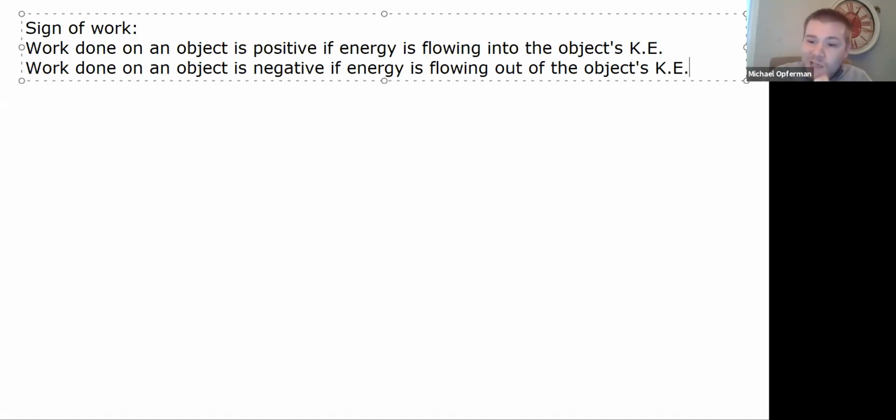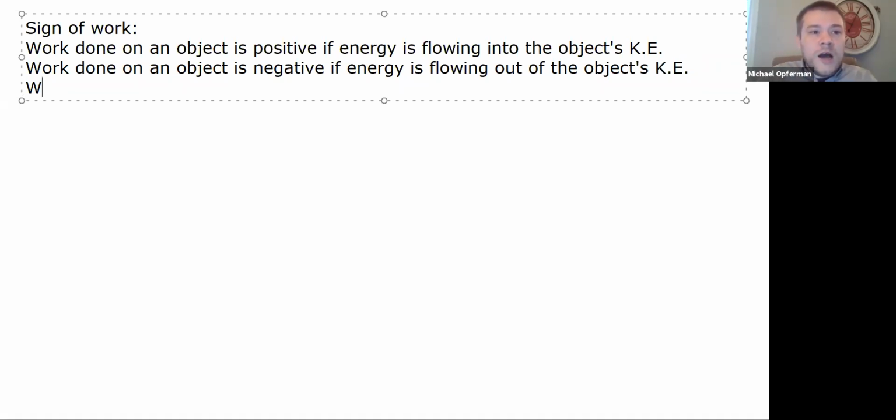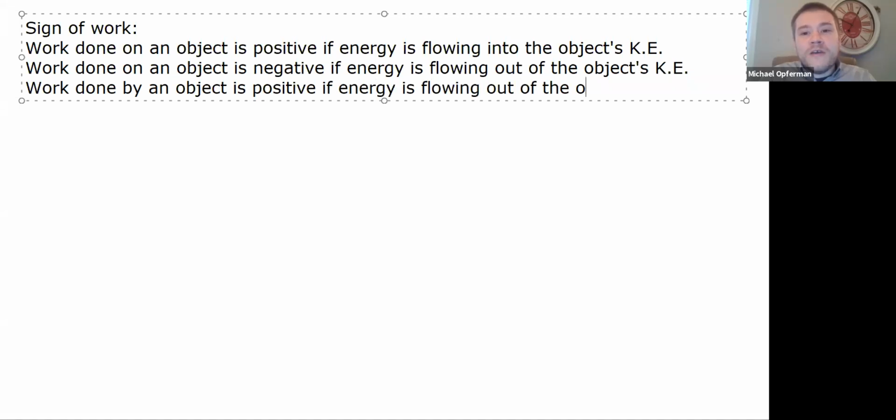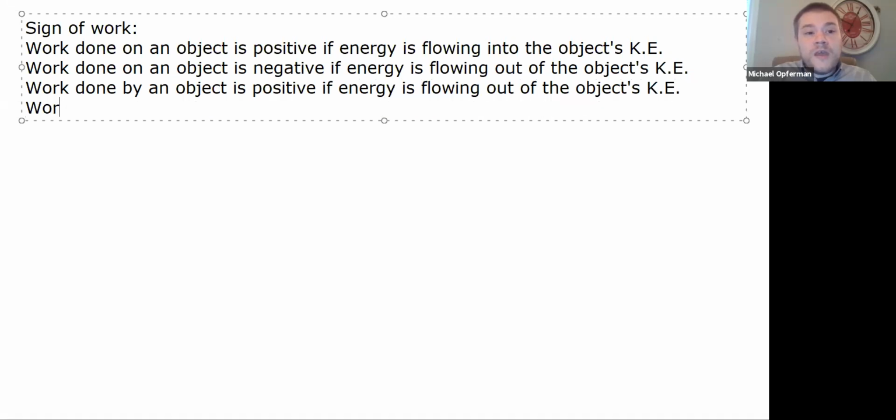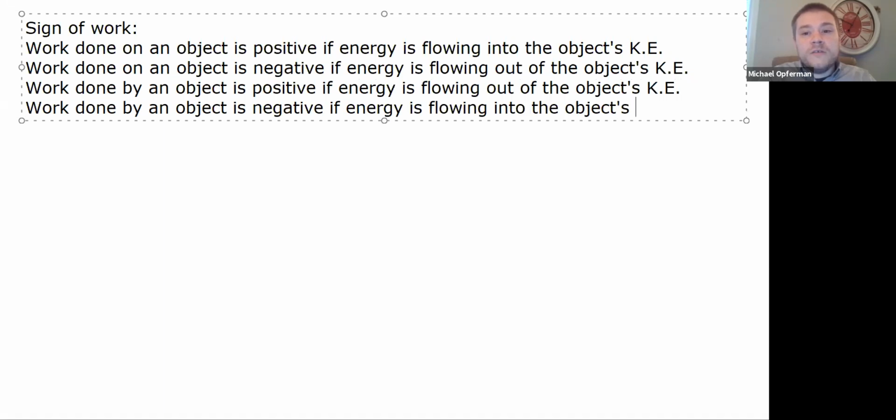It's because there are actually some subtleties about the wording here, which I have so far swept under the rug, which just drive students crazy. I think I was studying work for probably 2 or 3 years before someone actually told me that the wording is extremely important here. Namely, let me make 2 other statements which are totally true. The work done by an object is positive if energy is flowing out of the object's kinetic energy, and work done by an object is negative if energy is flowing into the object's kinetic energy.